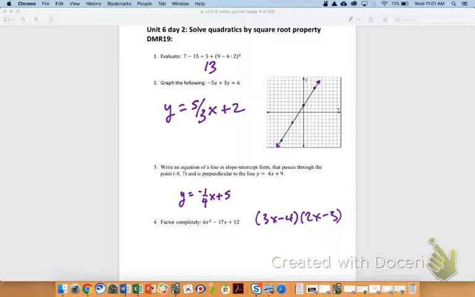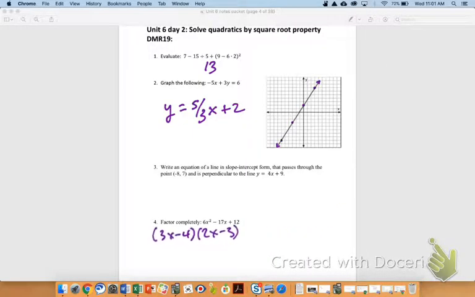Okay, so now would be an opportunity for you to ask questions. Go ahead, Sebastian. Number 3, happy to. Number 3 asks us to find the equation of a line that is perpendicular to this other line. And so like yesterday, I would say that perpendicular is a key idea here.